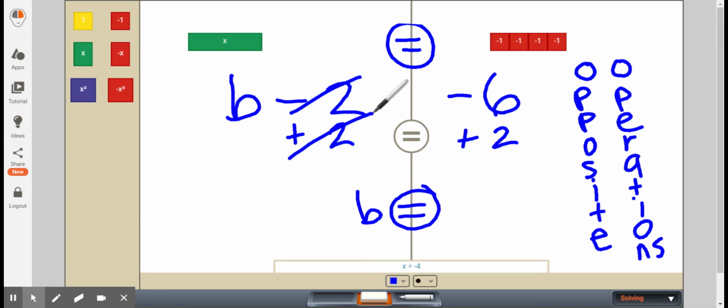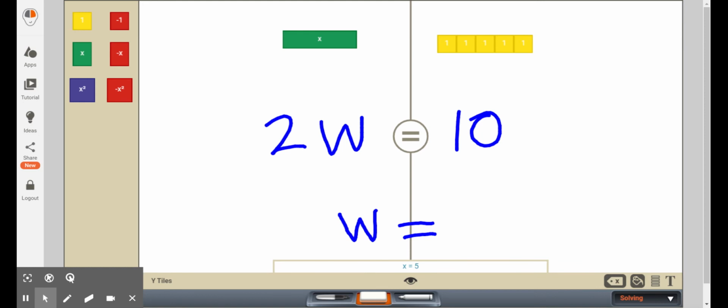So the negatives and positives cancel. Now we're left with the variable b, and we bring in 2 positives. These are opposites, they cancel. So we are left with b, the variable, is equal to negative 4. Okay, so now we went through an adding and subtracting example.